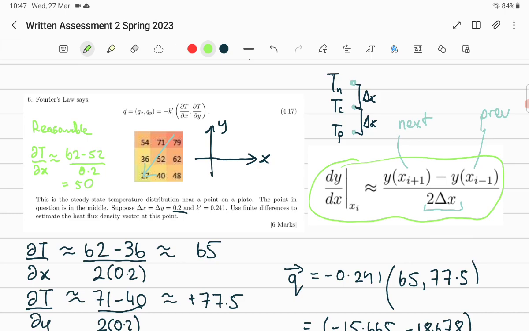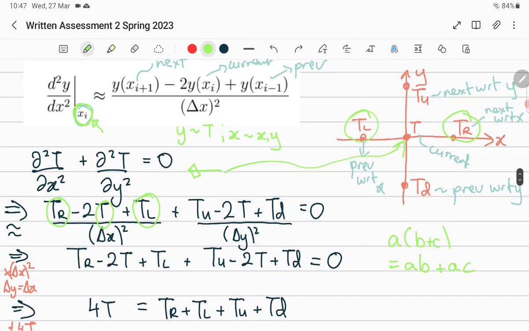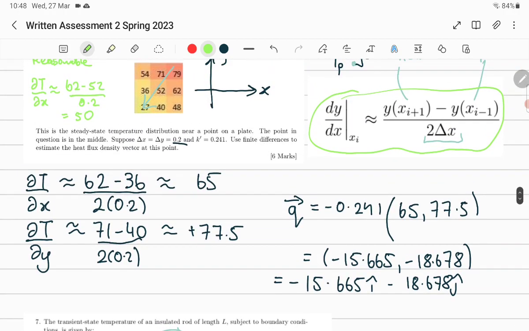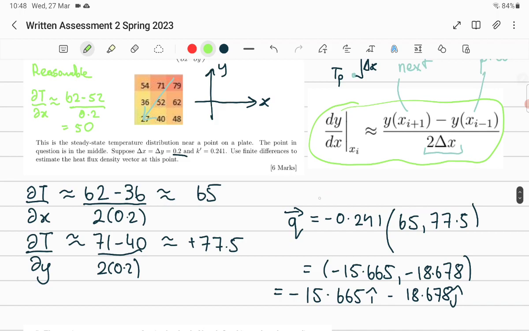So rather than 62 minus 52, we do the next minus the previous: 62 minus 36. So that's next minus previous, written below, divided by 2 delta x, because there are two meshings to go over. Maybe that's easier to see here. To go from temperature L to temperature R, you're doing 2 delta x's. So that's where the division by 2 delta x comes from. So you estimate both of them using this, and then you just use the formula where you multiply by minus k. So that's what we're doing over here.